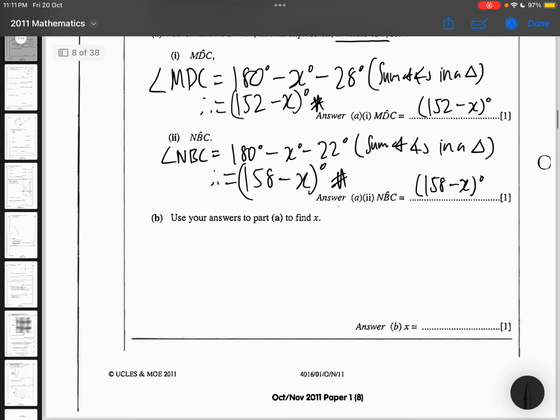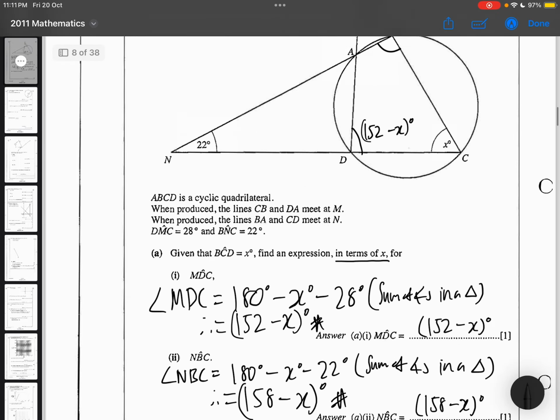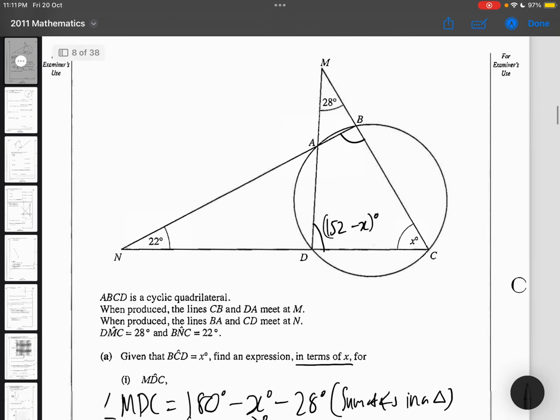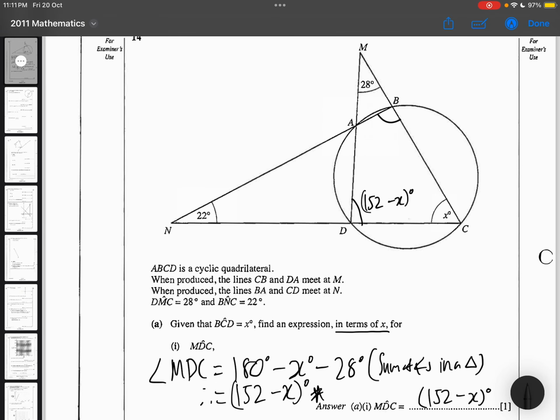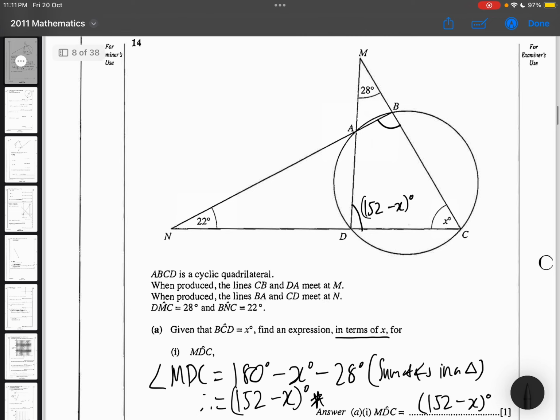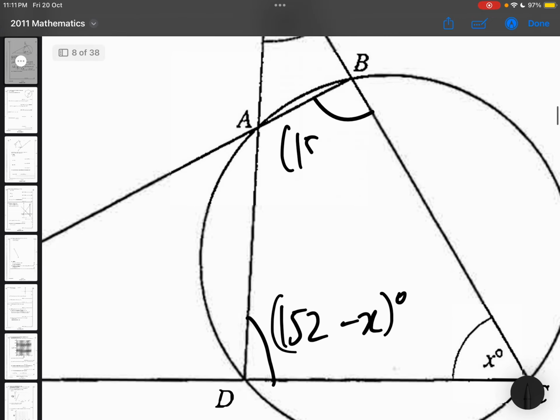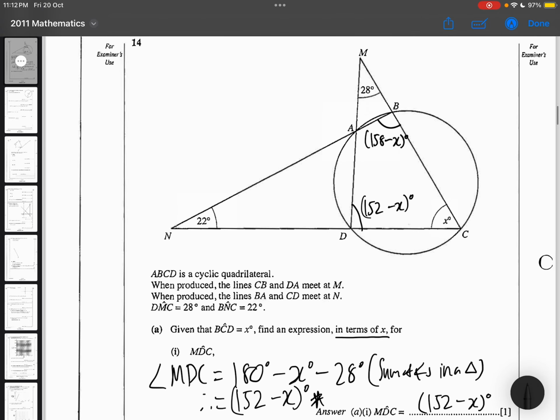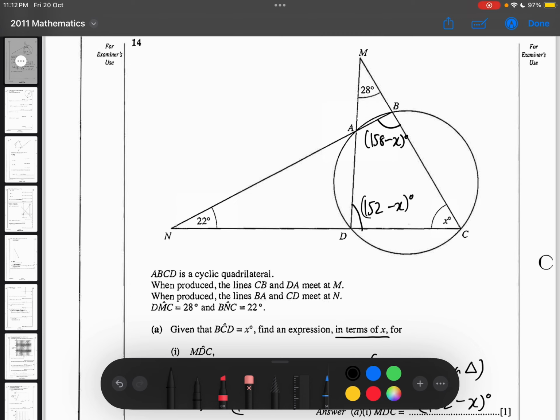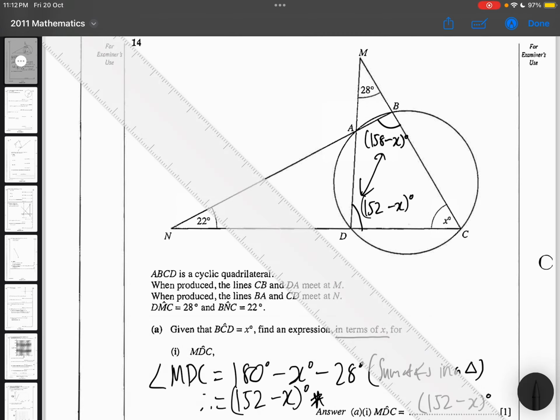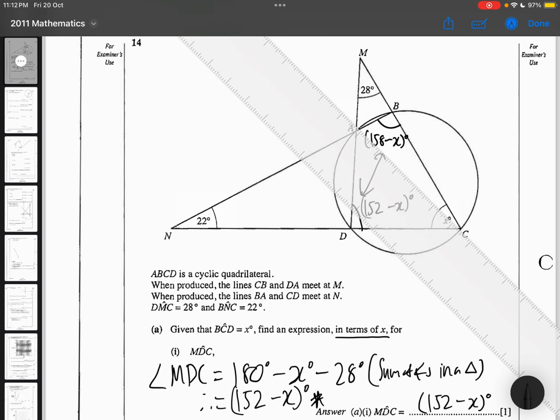Now we have to use our answers to part A to find the value of x. So I have angle MDC and I have angle NBC. I'm going to indicate that this is 158 minus x degrees. The angle property in the circle that we can use in this case is angles in opposite segments. What I'm referring to here is this line that I'm about to draw.